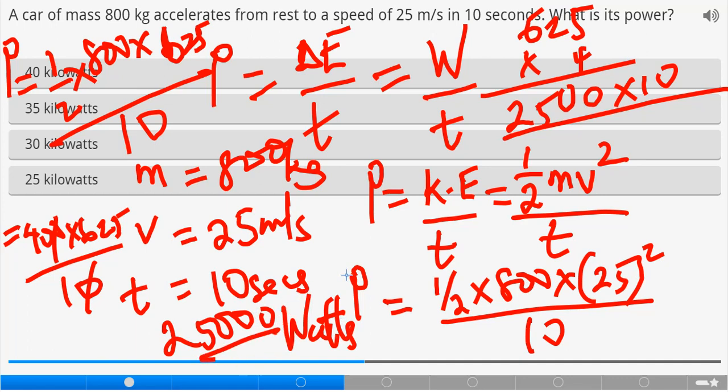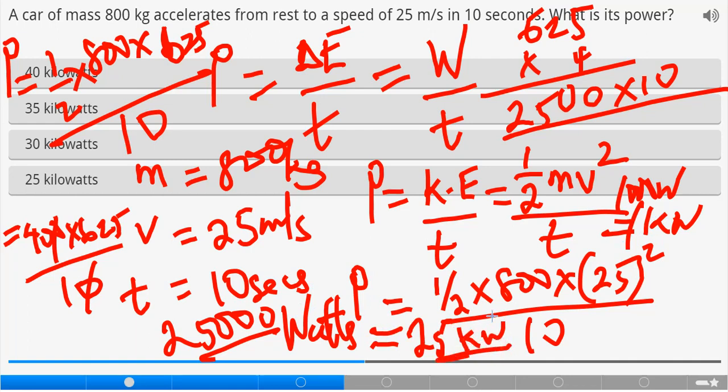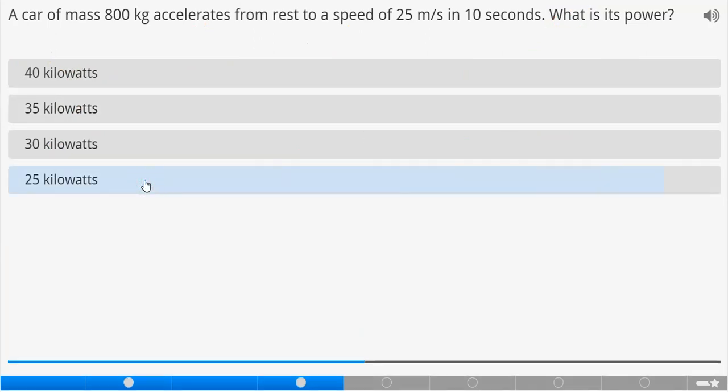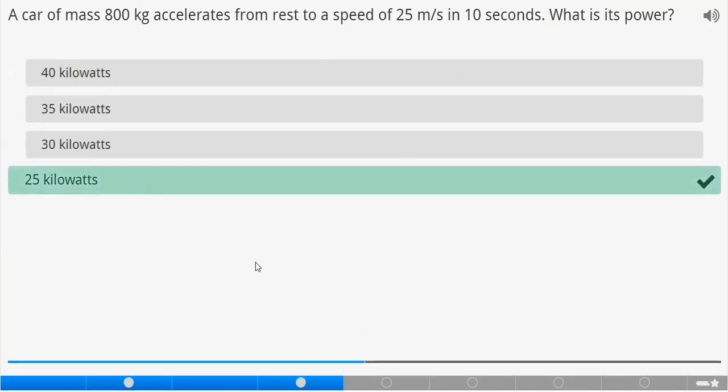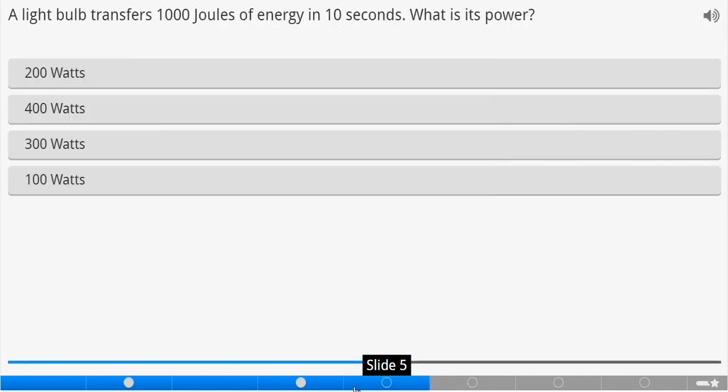Now, if we have 25,000 watts, don't forget that 1,000 watts is equivalent to what? 1 kilowatt. So for me to be able to express 25,000 watts in kilowatts, that will give me what? 25 kilowatts. So let's check if 25 kilowatts is available. Yeah, that's true. So let's click it and see whether that's our answer. That's correct. So we also have another question here. Let's solve it.